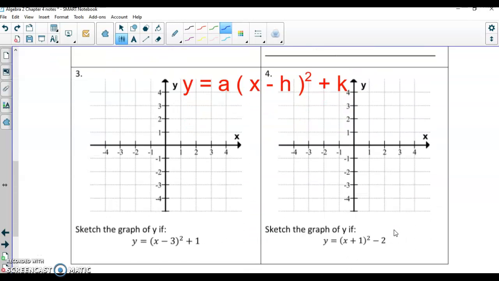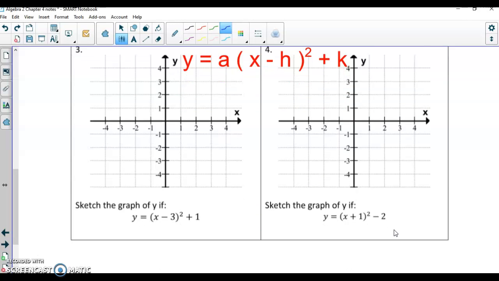And now at the bottom, we need to graph. So sketch it. So x minus 3. This means we went right 3. And here we go up 1. So right 3, up 1 gives me my vertex. This says A is 1, so it is a normal parabola. So right 1, up 1, left 1, up 1, right 2, up 4, left 2, up 4. Sketch your parabola.